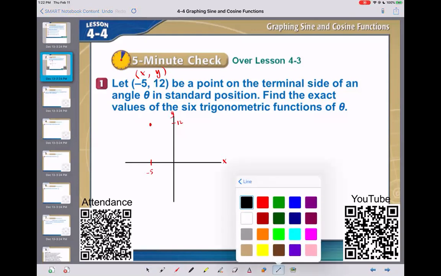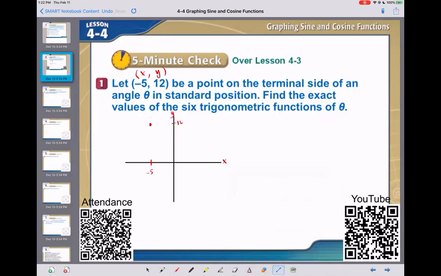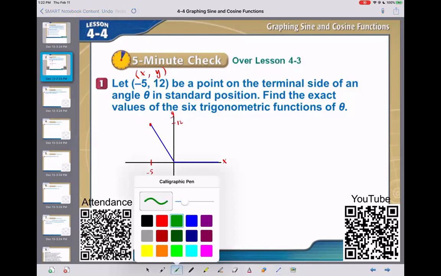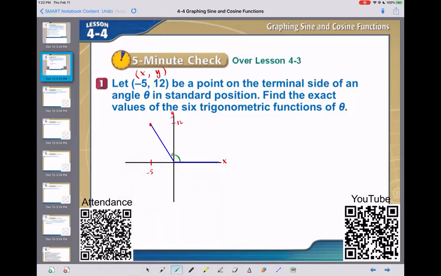So the problem says terminal point. So let's talk about what that means. Every angle has what we call an initial side, which would be on the x-axis, and the terminal side is where the angle points to at the end. And so if I labeled this properly, you would put an angle symbol there, or theta.